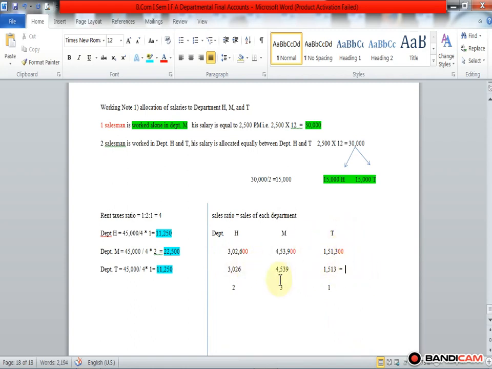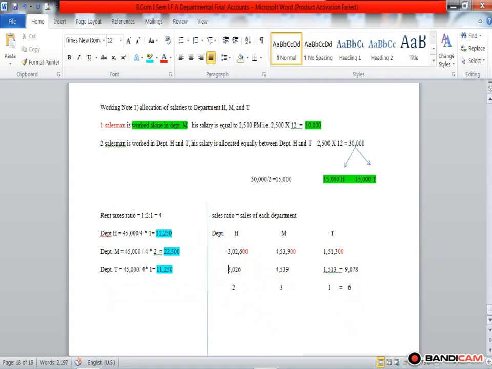Okay, so make the total of these figures. 3026 plus 4539 plus 1513. So the amount is 9078. And the total of the ratio is equal to 6. We give you a solution from both of these figures.